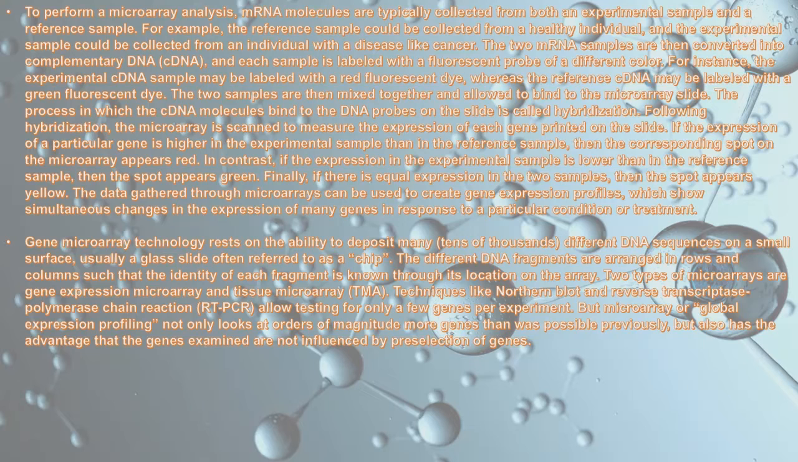The process in which the cDNA molecules bind to the DNA probes on the slide is called hybridization. Following hybridization, the microarray is scanned to measure the expression of each gene printed on the slide. If the expression of a particular gene is higher in the experimental sample than in the reference sample, then the corresponding spot on the microarray appears red. In contrast, if the expression in the experimental sample is lower than in the reference sample, then the spot appears green. Finally, if there is equal expression in the two samples, then the spot appears yellow.